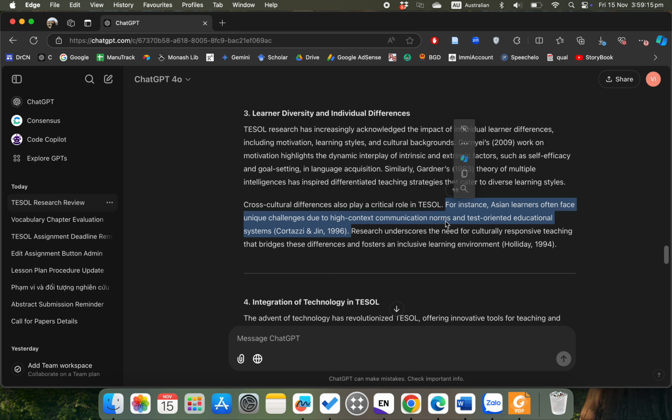This one they talk about the culture. How is culture relevant to TESOL, right? If in the same class we are all Asian students, then how does it justify what they want to say about diversity? And culturally responsive teaching, same thing.